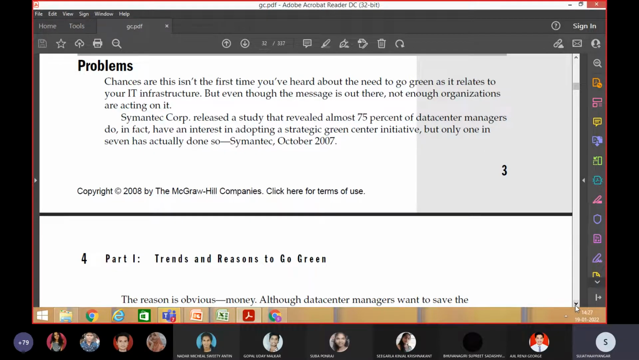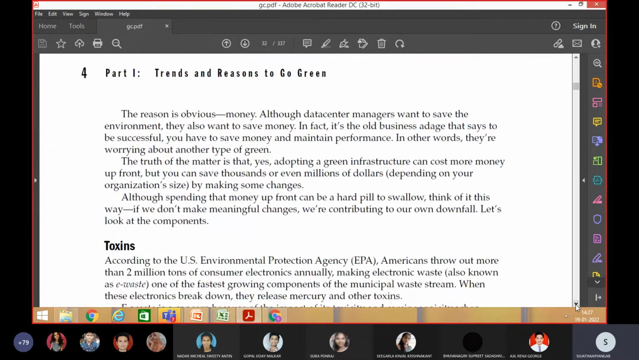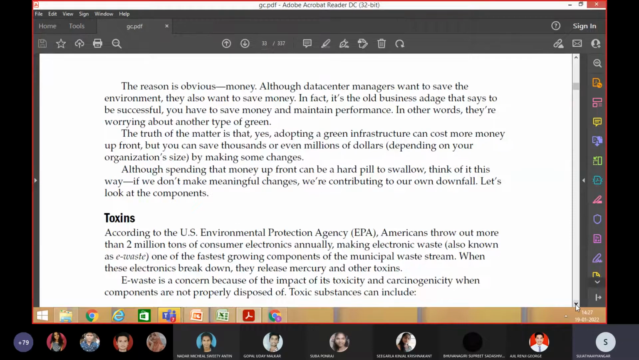Everyone is interested in doing this. Okay. But you need to start, you need to adopt that. The reason is obvious: money. Although data center managers want to save the environment, they also want to save money. In fact, it is the old business rule that to be successful, you have to save money and maintain performance. In other words, they are worrying about another type of green. The truth of the matter is that adopting a green infrastructure can cost more money upfront, but you can save thousands or even millions of dollars by making some changes.